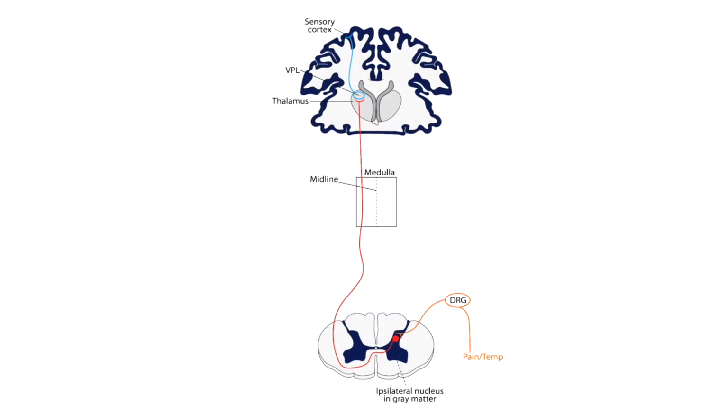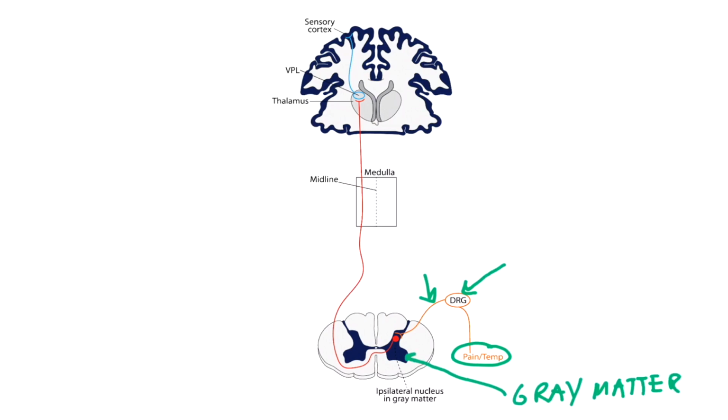So let's draw this out. So this is figure 8.14 from your text. Pain and temperature sensation enter through the dorsal root. Again, the cell body for this first neuron lies within the dorsal root, hence the name dorsal root ganglion. And the first neuron then enters the posterior horn of the gray matter.